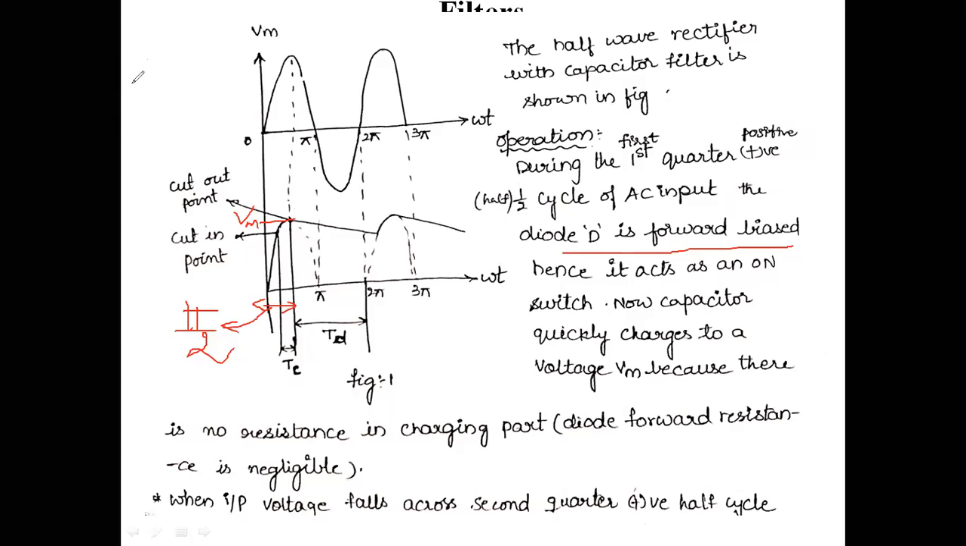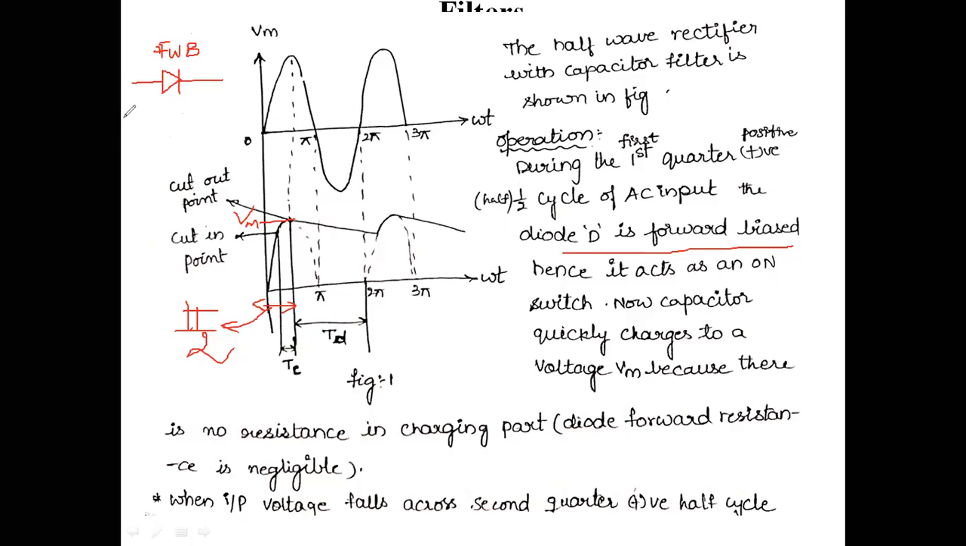When the diode is in forward bias condition, the flow of current is maximum. The flow of current is high, therefore the resistance part is negligible and no resistance takes place across the diode while it is charging.